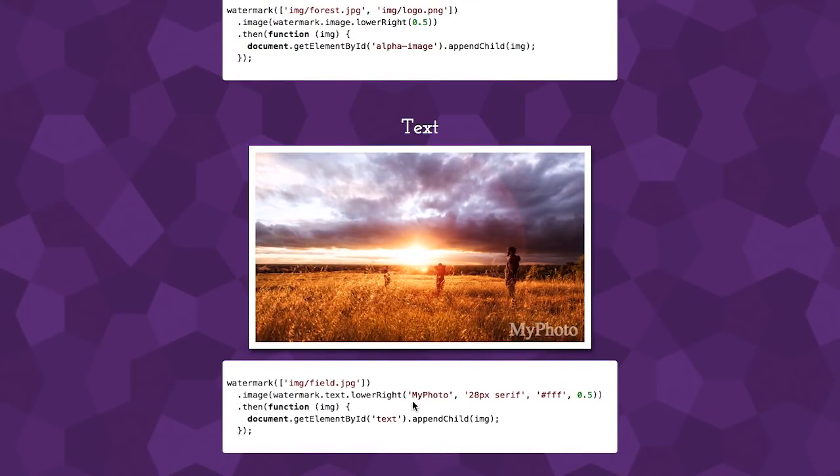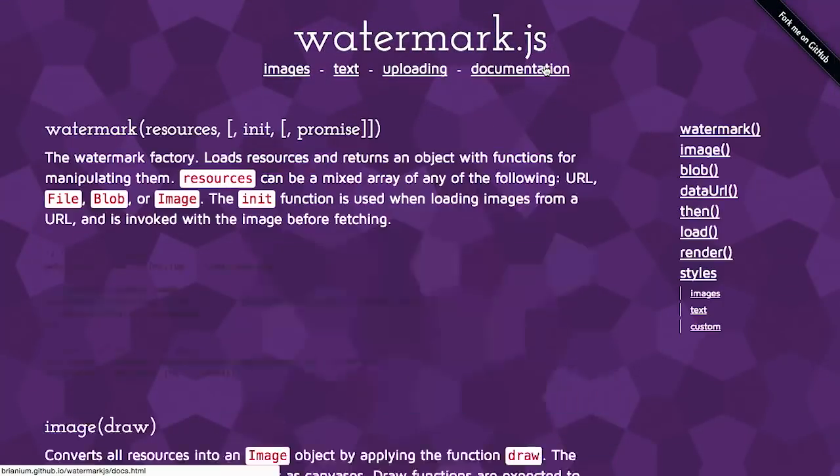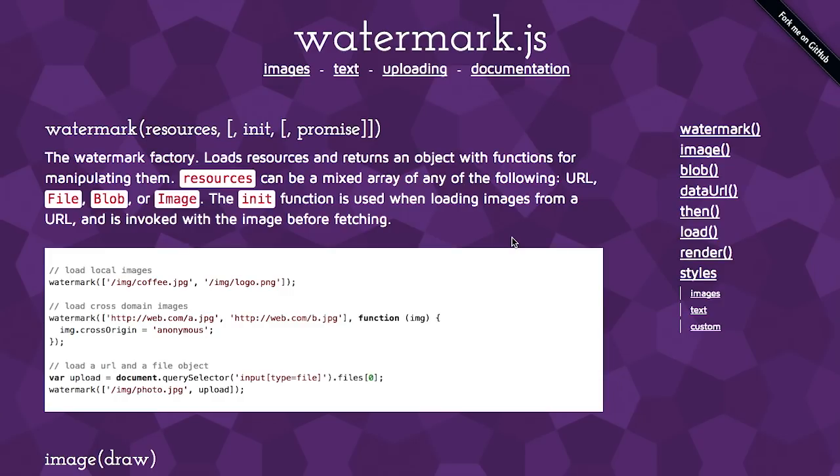You have to give it a piece of JavaScript that tells you where the text goes, what it is, and some different attributes about that text. Now you can go ahead and check out the documentation for all of the different options that it has.